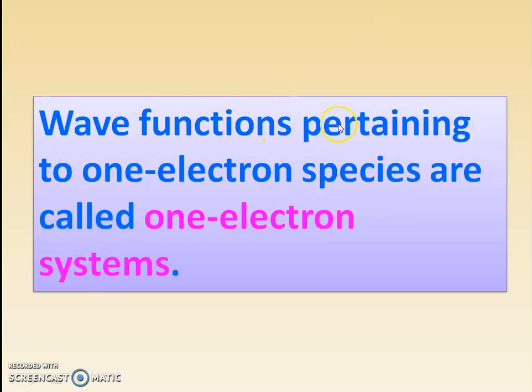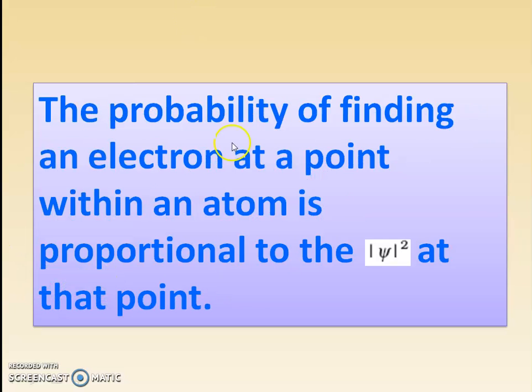And the wave functions pertaining to one-electron species are called one-electron systems. So these wave functions, those that contain one electron, are called one-electron systems. And the probability of finding an electron at a point within an atom is proportional to the psi square at that point. So in an atom, the probability of finding an electron is proportional to psi square, and it is a mathematical function.